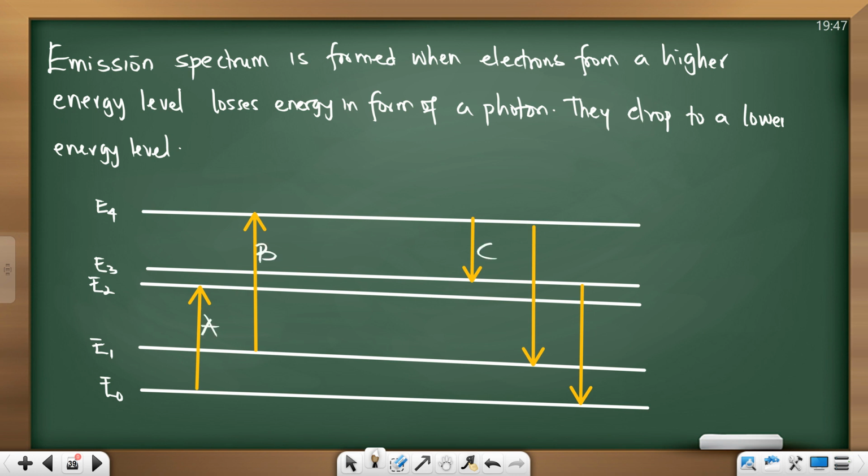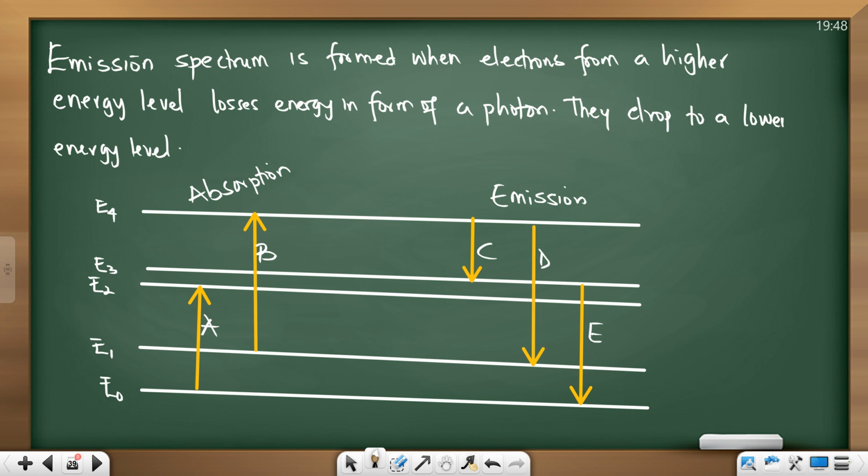A, B, C, D, E. What do you think is happening on the A and B side? They're moving from a lower energy level to a higher. When does that happen? When they absorb. Okay, so this is what? Absorption. And when they emit, they release, they drop. It's called what? Emission.